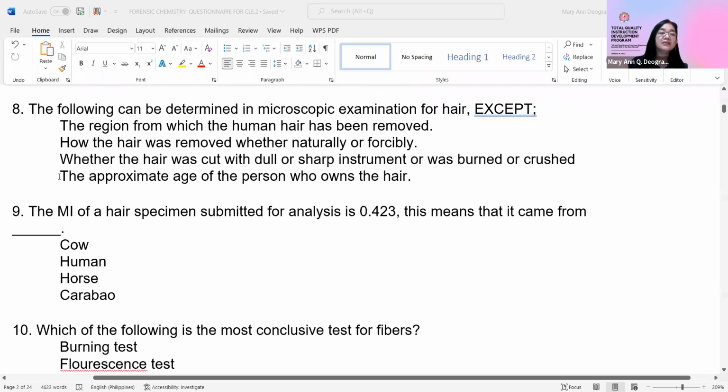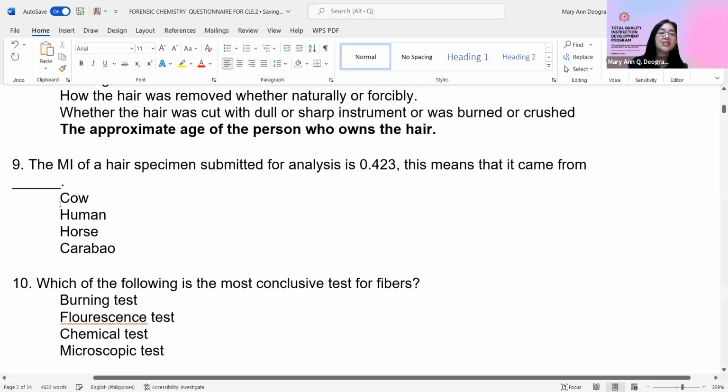I-highlight ko pa. Ilan kayong questions tong nandito? Hindi ko alam eh. Alright. Then we have dito, this is human.